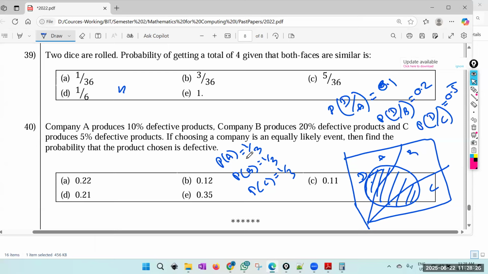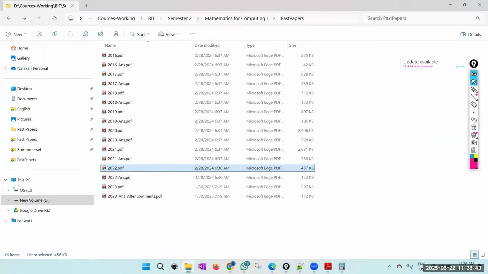Now, the question is: find the probability that the product chosen is defective. Probability of D. Right. Probability of D. Let me open the probability note. I can't remember the exact formula.